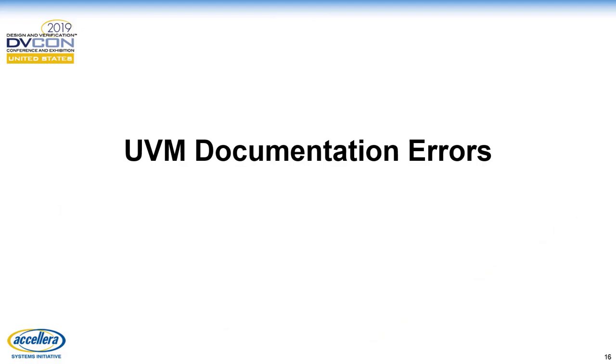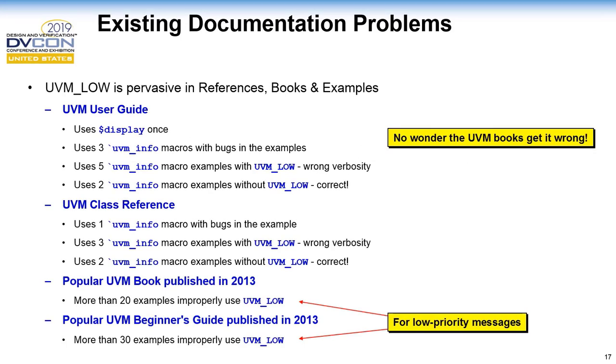So, documentation errors. When it comes to UVM low, it is pervasive throughout examples that you'll find in industry. In the UVM user guide, you've got the $display command used once. It's like, aren't we trying to get people away from $display? But it's there once in the user guide. Then 3 of the macro examples have bugs in them. 5 of the examples use UVM low, which is the wrong verbosity. And 2 of the macros do not use UVM low. Those are correct. So out of 11 examples in your user guide, in my opinion, 9 of them are wrong.